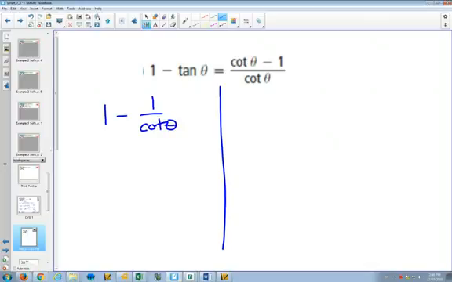On the right side, you see that I have a single fraction. On the left side, I don't have a single fraction. And one of the key strategies in this that we're going to do over and over again is try to write both sides as a single fraction. So how do I get the left side to be a single fraction? I need a common denominator. This will be cotangent over cotangent.